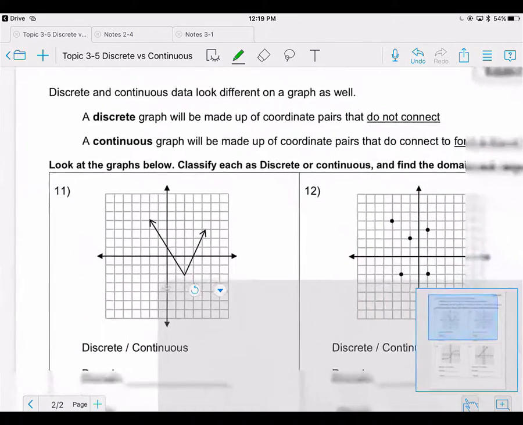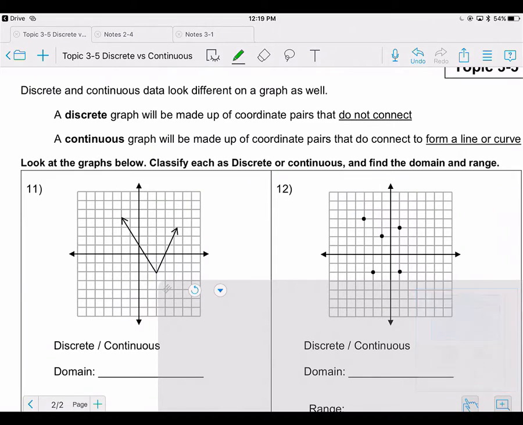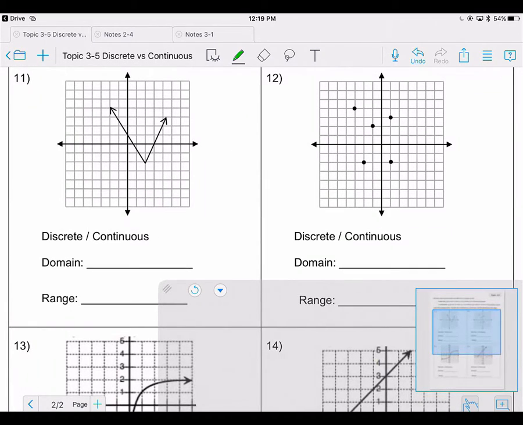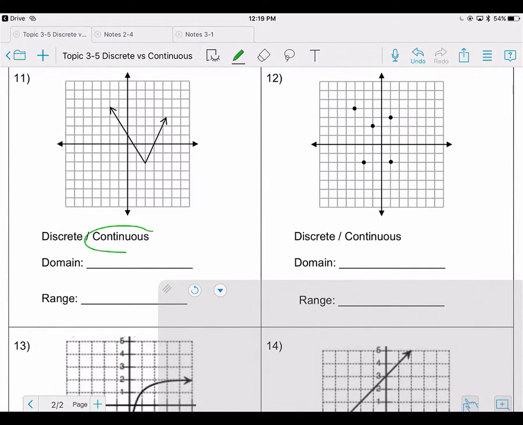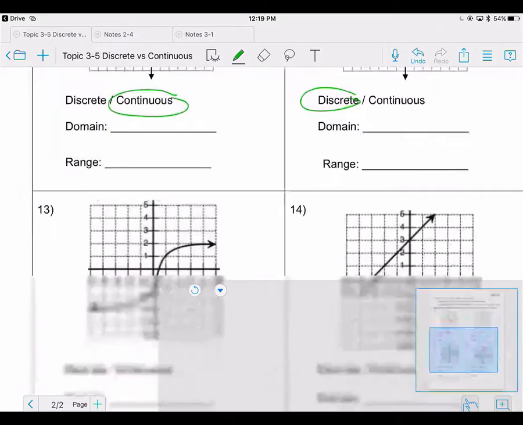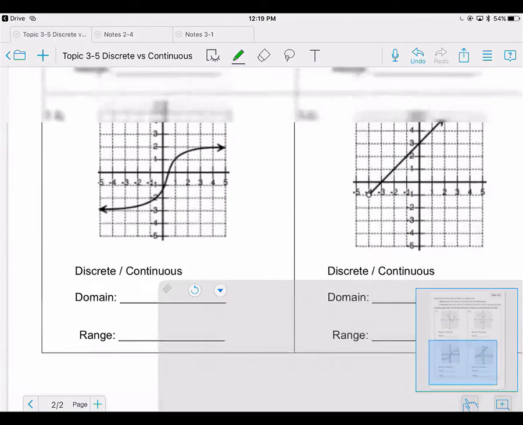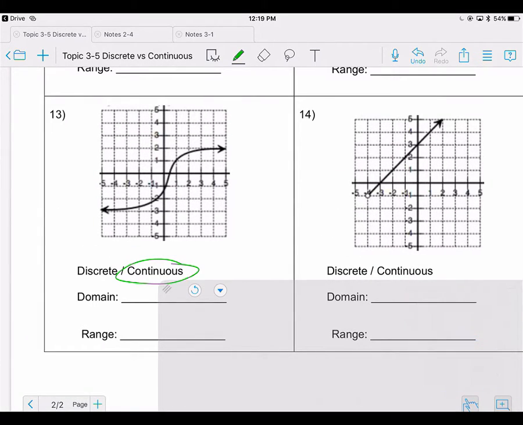So discrete and continuous data look different on a graph as well. Remember, discrete is things that do not connect, whereas continuous does connect. So looking just for discrete versus continuous, 11 would be continuous because we have lines that are going on forever. 12 would be discrete because we have succinct separate points. 13 would be continuous and 14 would be continuous because these are lines.